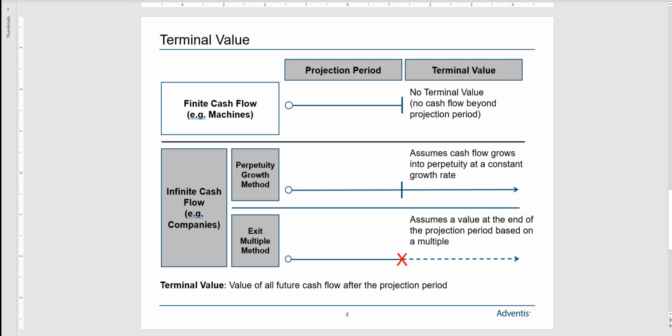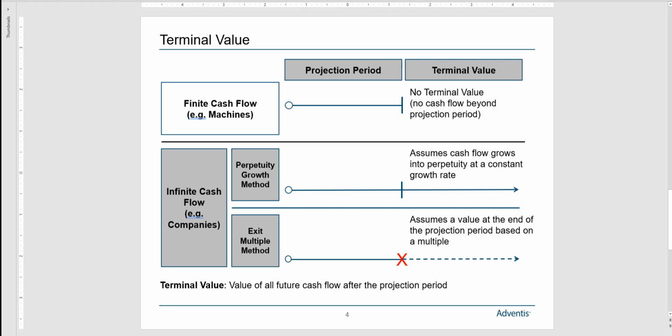This method assumes a value at the end of the projection period based on a multiple. Think about it this way. The company has $100 million in EBITDA in year 5 of the projection period, and you take a look at the comparable company set and the average is 10 times EBITDA. You would imply that the terminal value, or the far future value, is $1 billion by multiplying your EBITDA by the EBITDA multiple. This is more commonly used in practice as it considers market conditions.